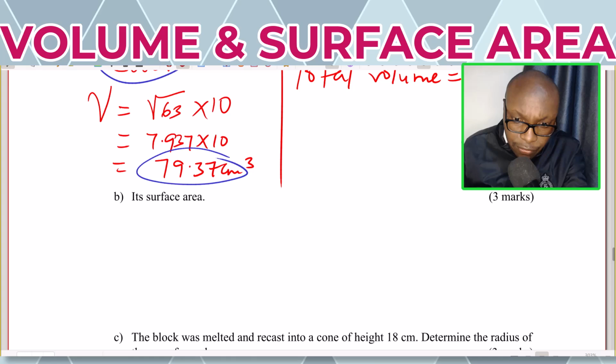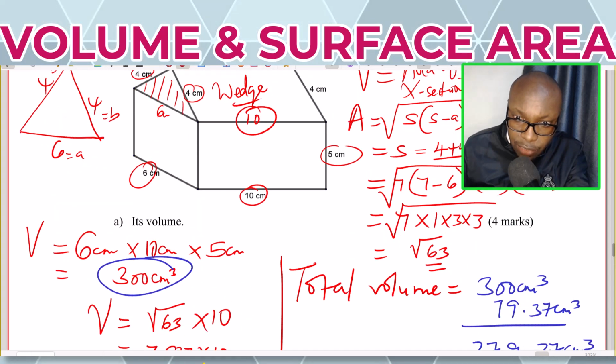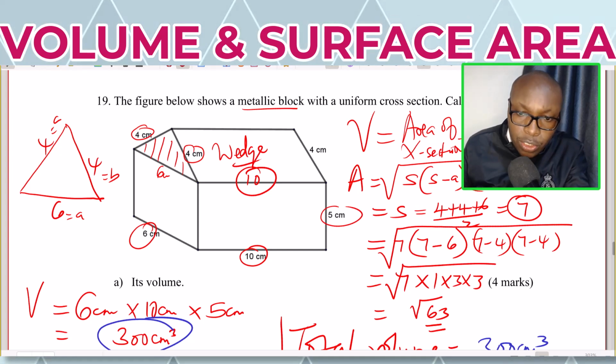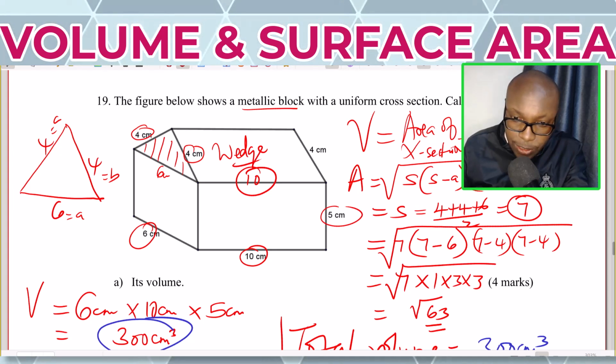Now let's go to the surface area. Now its surface area. So for the surface area, we are going to get the area of all the surfaces that we can see. So as usual, we're going to begin with the rectangular part, which has how many faces? It has 1, 2, 3, 4, 5 faces.